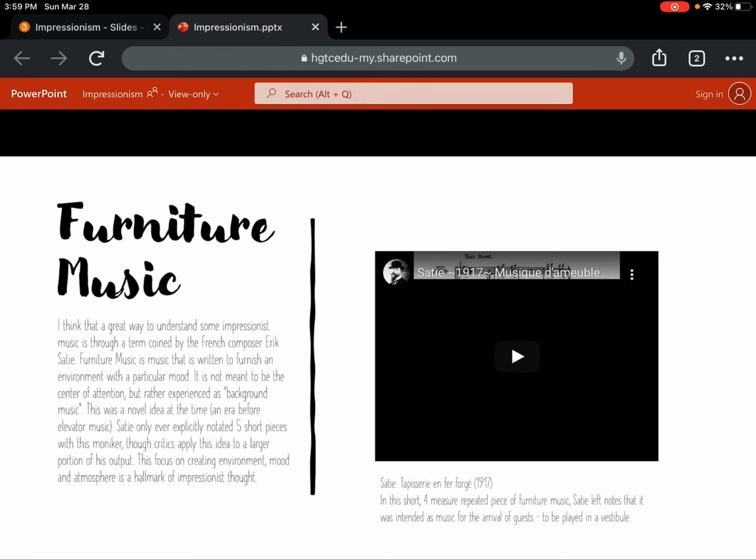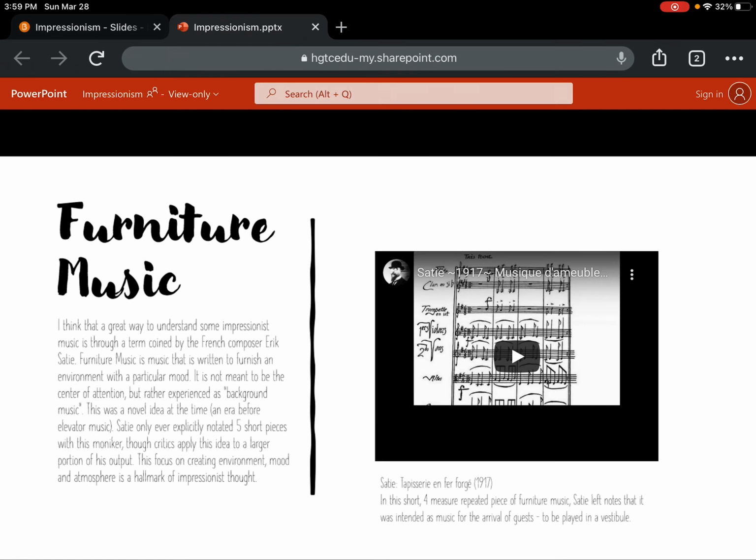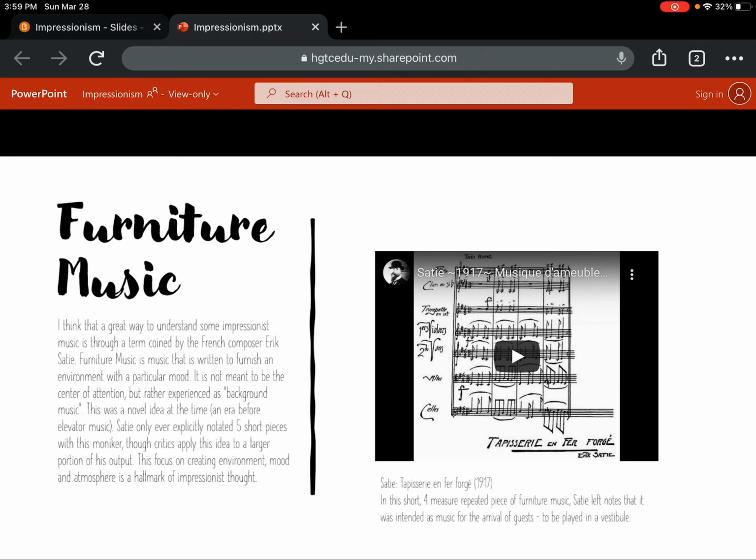And then another thing I wanted to point out about the Impressionist period was this idea of furniture music. And for me, this idea of furniture music really solidifies what the period was all about. Furniture music is music that is written to furnish an environment with a particular mood, and the French composer Erik Satie coined this term. I think he would have called it musique d'ameublement, but my French is terrible, so maybe not. So rather than being meant to be listened to as the focal point of an environment, this music was meant to be background music.